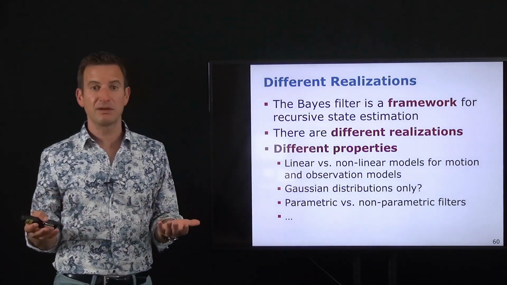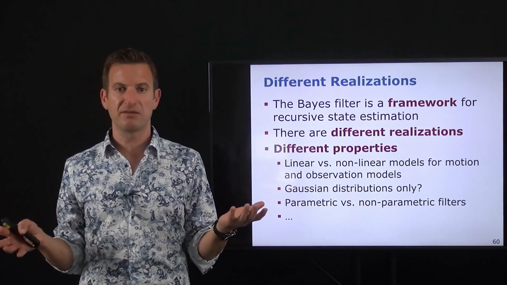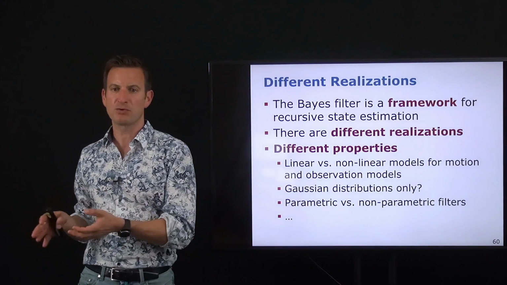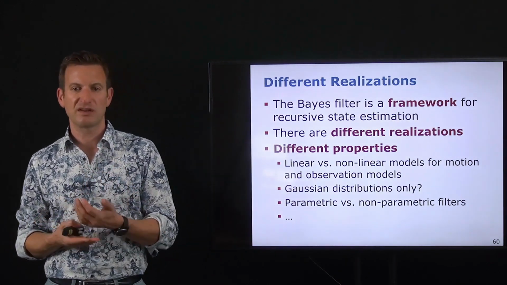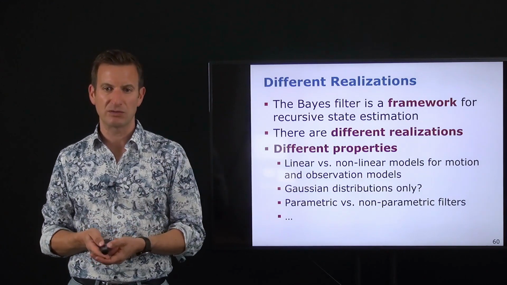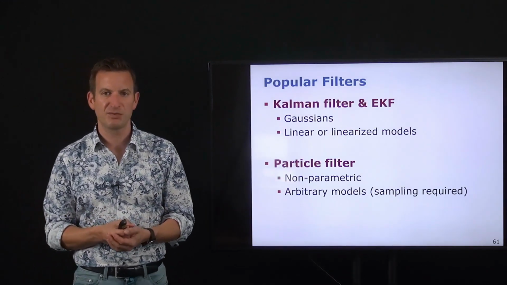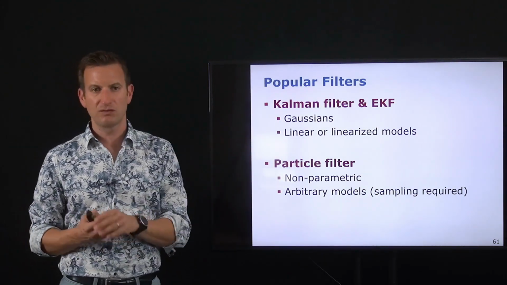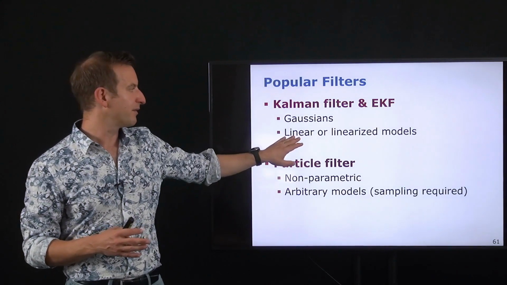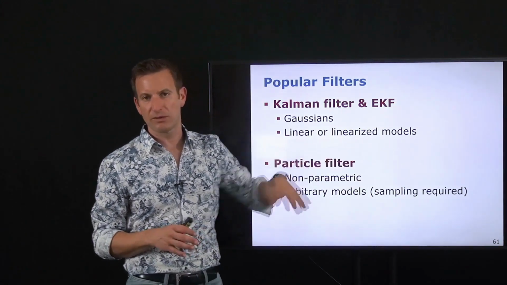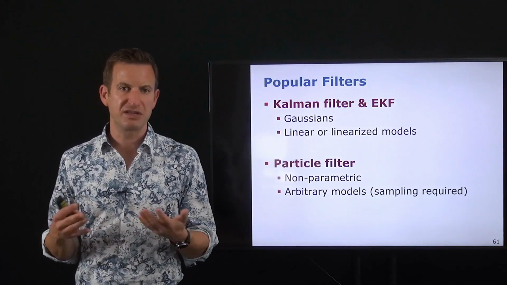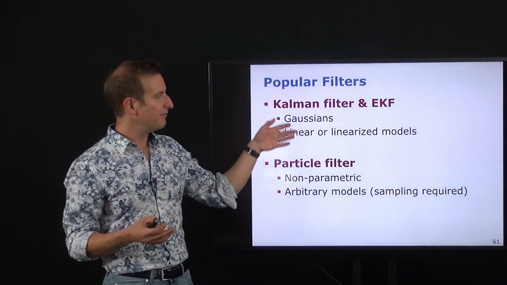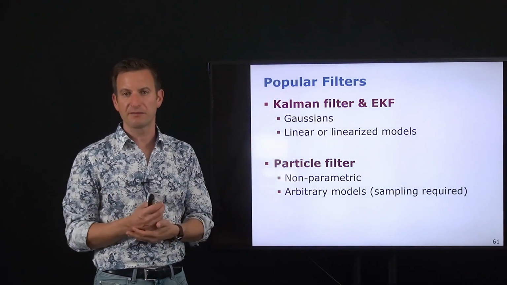Do we need to represent multiple modes, multiple hypotheses about the state? Do we want to represent the probability distribution in a parametric or non-parametric form? These are all design decisions that I have to make, and they have an impact on how this filter actually looks. There are different popular filters out there. Kalman filters and extended Kalman filters typically use Gaussian distributions for all distributions, and a linear model for the Kalman filter, or linearized models for the extended Kalman filter, which basically performs a Taylor linearization, a Taylor approximation of the nonlinear function. This is a very popular filter that you find very often in the literature.